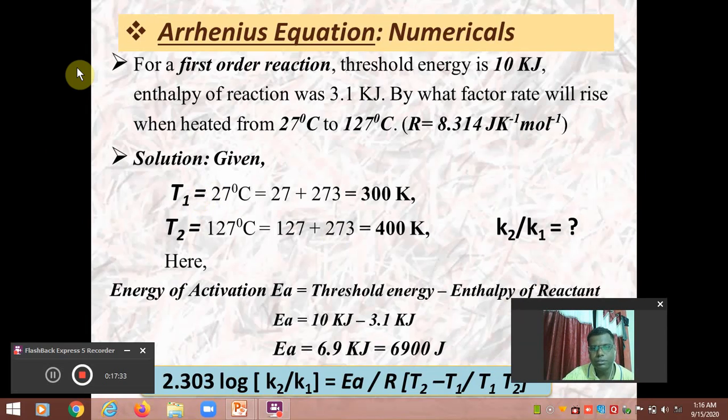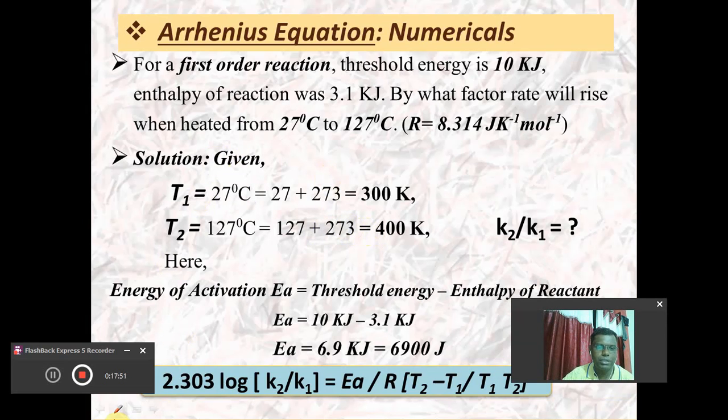and the only difference is that in the previous two numericals, we calculated the energy of activation, but sometimes the energy of activation is provided and we have to calculate the rate constant or the relationship between the rate constants. So this is another numerical that I want to show you here.